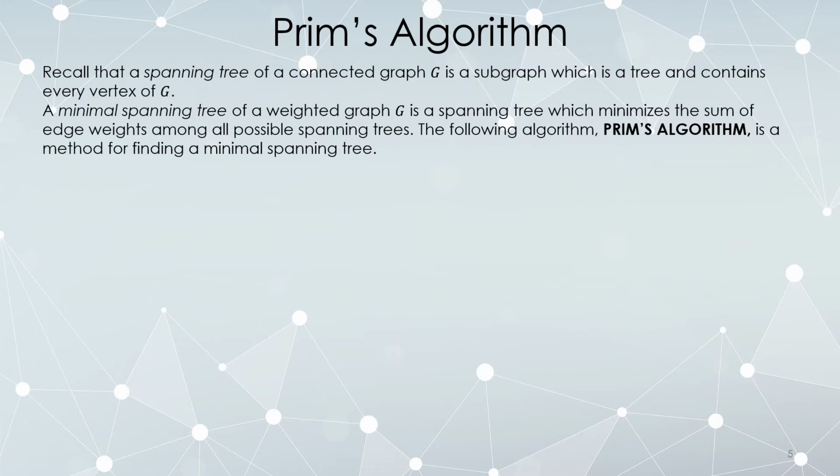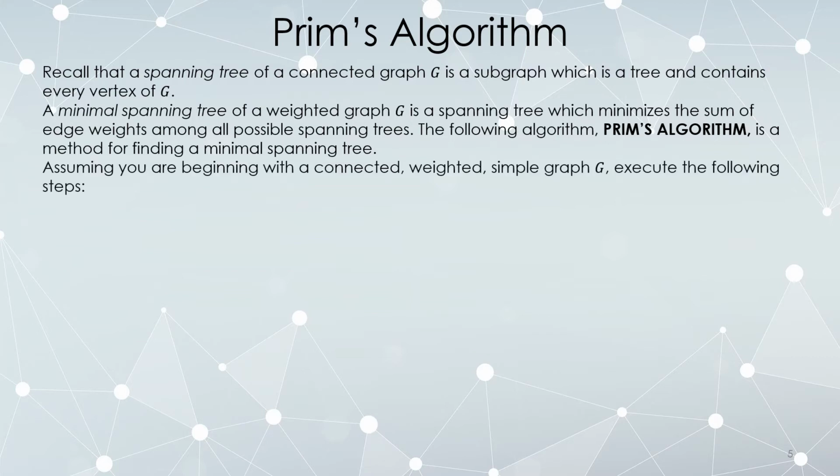Now, can we find a minimal spanning tree? We remarked earlier that if you have a connected weighted graph, as long as there's finitely many vertices, a minimal spanning tree does exist. Well, if it exists, can we find it? Prim's algorithm is a way to find it. Assuming you have a connected weighted simple graph. Okay, so it has to be connected, otherwise we can't find a spanning tree. It's got to be weighted, otherwise it doesn't make sense to ask for one.